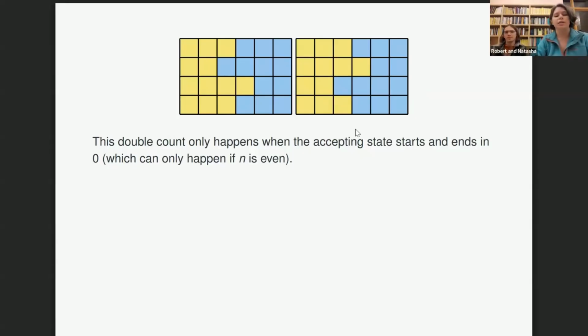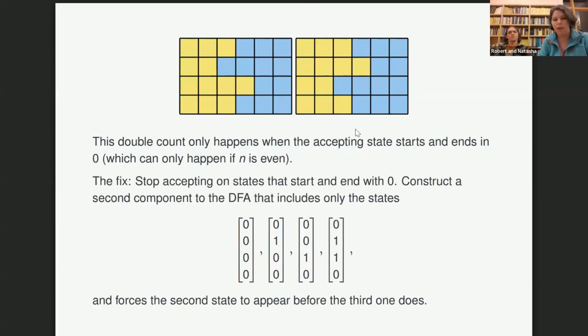We'll say, let's stop accepting things that start and end in 0 in general, and we'll just construct a second component to our DFA that includes only these states that start and end with 0, and we'll force, if we're staying within these 4 states and not using any state that starts with a 1, the second state 0, 1, 0, 0 to appear before the third one, 0, 0, 1, 0. So we'll force this column to appear before this one, and that means we'll reject the picture on the right and only accept the picture on the left.